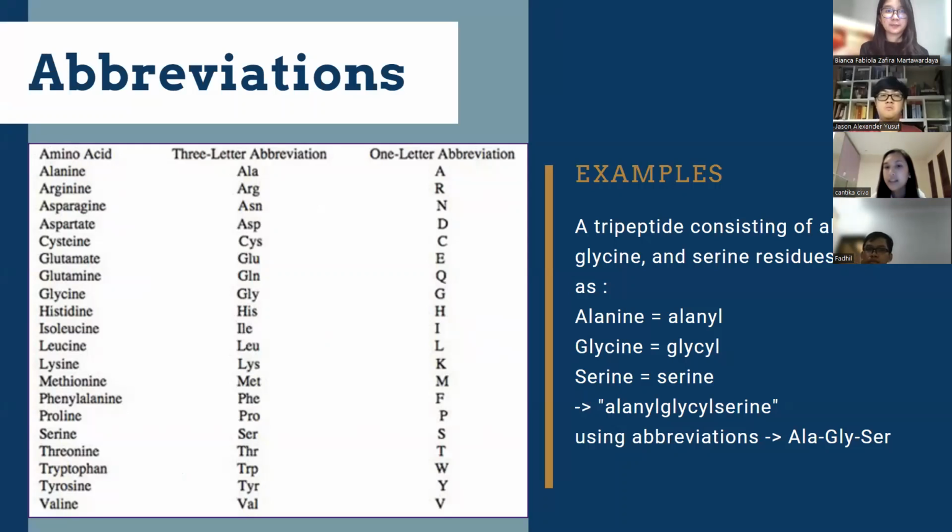basically a peptide consisting of 3 amino acids, and alanine is named as alanyl, glycine as glycyl, and serine, as it's located at the C terminus or at the right, it retains its serine name. Combined together, it's called alanyl glycyl serine, or using abbreviations, Ala-Gly-Ser. And this alanyl glycyl serine is all just one word.